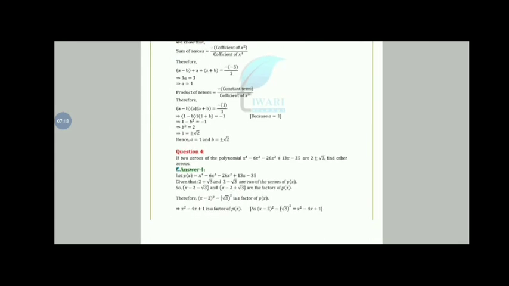Okay, so after doing this, the next step we are going to do is the long division method. Now after division, we can write p(x) equals x to the power 4 minus 6x cube minus 26x square plus 138x minus 35 equals x square minus 4x plus 1 into x square minus 2x minus 35. So these are the factors.